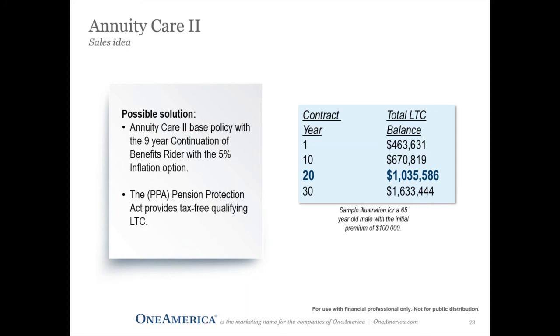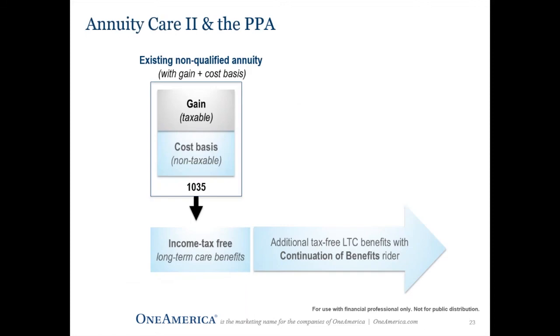Now, check it out. Remember, with Annuity Care 2, it's a non-qualified solution, and it's endorsed by the Pension Protection Act. So let's go back to the example of a 1035 exchange. If we assume that the $100,000 in our preceding example wasn't cash, but it was a 1035, and we had $50,000 in cost basis, the other $50,000 is gain.